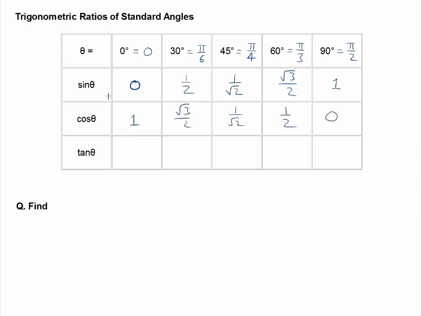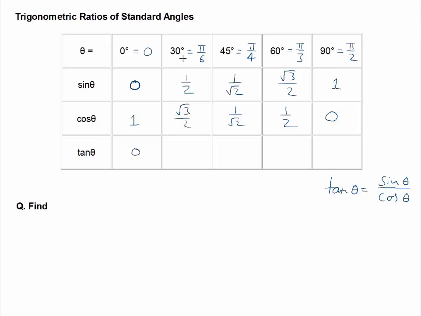So essentially sine theta increases from 0 to 1, where cos theta decreases from 1 to 0. So next is tan theta. We already know this formula, that tan theta equals sine theta upon cos theta. So tan of 0 degree is sine 0 upon cos 0. So that 0 by 1 is 0.